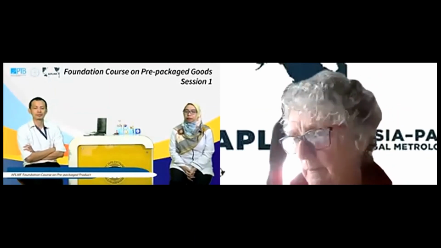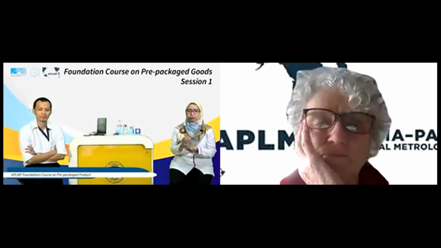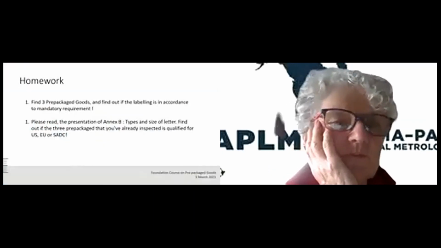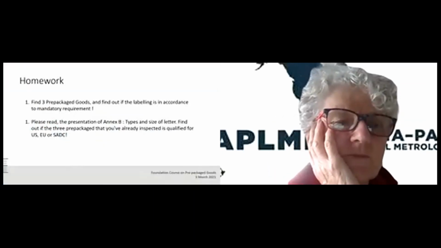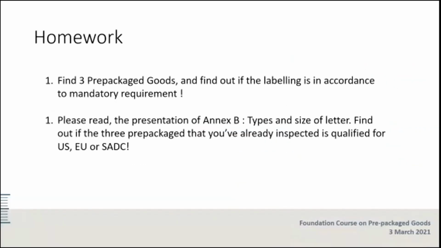Oh yes, we have a homework at the last page of the presentation. Please do this. Please find 3 prepackaged goods and find out if the labeling is in accordance with the mandatory requirements. Then please read the presentation of Annex B, and find out if the 3 packages that you inspected qualify for US, EU, or SADC.